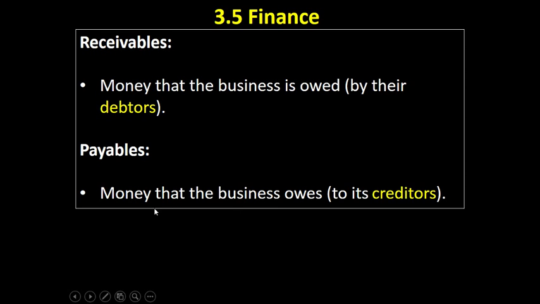Payables are money that a business owes, and it's owed to its creditors. So if a business receives trade credit from someone, in other words, a bakery receives its flour, makes the bread, etc., but the payment for the flour doesn't go out for a month, that will be a payable that the business has to face. So called because the business owes the money, obviously.